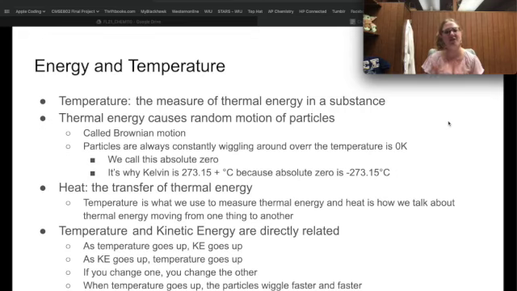So again, thermal energy causes random motion of particles. This is called Brownian motion. I think it's kind of a cool name. So particles are always constantly wiggling around doing something as long as they're over the temperature we call 0 Kelvin. So if you see that K, it's just like how we have degrees Celsius, or degrees Fahrenheit.